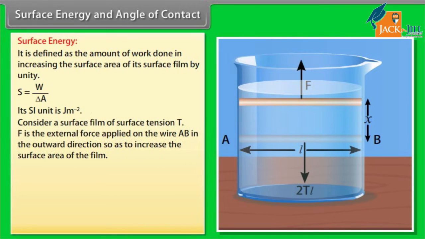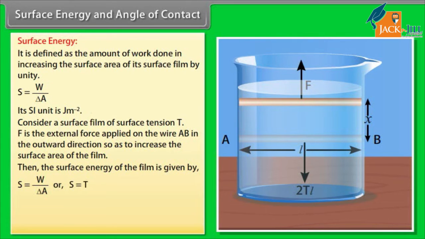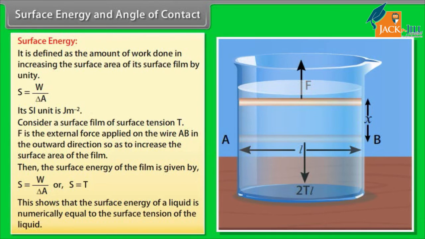Consider a surface film of surface tension T. F is the external force applied on the wire AB in the outward direction so as to increase the surface area of the film. Then, the surface energy of the film is given by, we know that S is equal to W upon delta A. This gives the result S is equal to T. This shows that the surface energy of a liquid is numerically equal to the surface tension of the liquid.